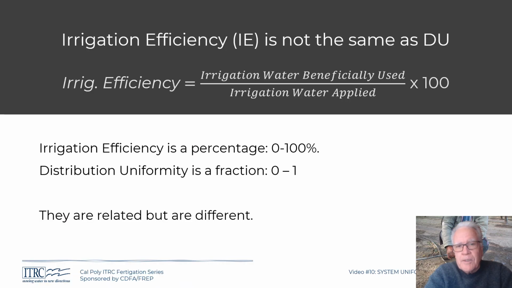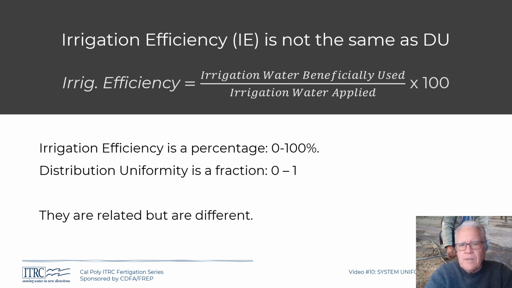So far I've talked about distribution uniformity. Now I'm going to talk about irrigation efficiency. It's not the same. Here's the technical equation. It's the irrigation water that's beneficially used over the irrigation water applied. And beneficially used irrigation water really, most simplistically, it's water that goes for evapotranspiration. It also includes some water for salinity leaching and that sort of thing, but that's the idea.